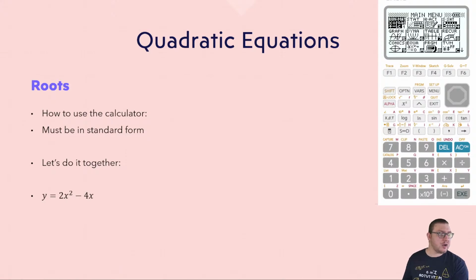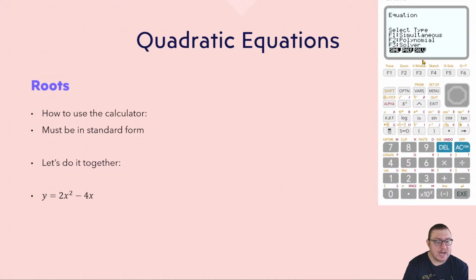We are going to go into Menu and we're going to have to go into Equation. So if we now go down, 1, 2, there we go. We want to go to Equations. It's going to ask us, do we have simultaneous equations, polynomials, or solver? I highly recommend to stay away from the solver. I have seen lots of students make mistakes using the solver.